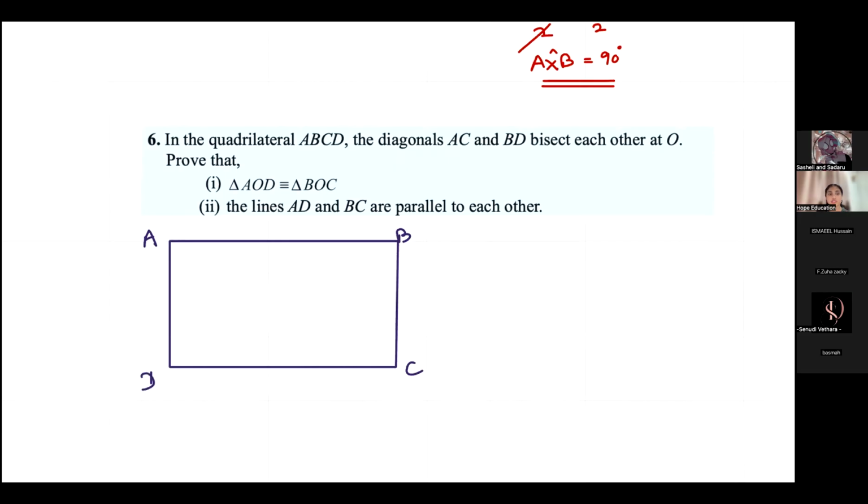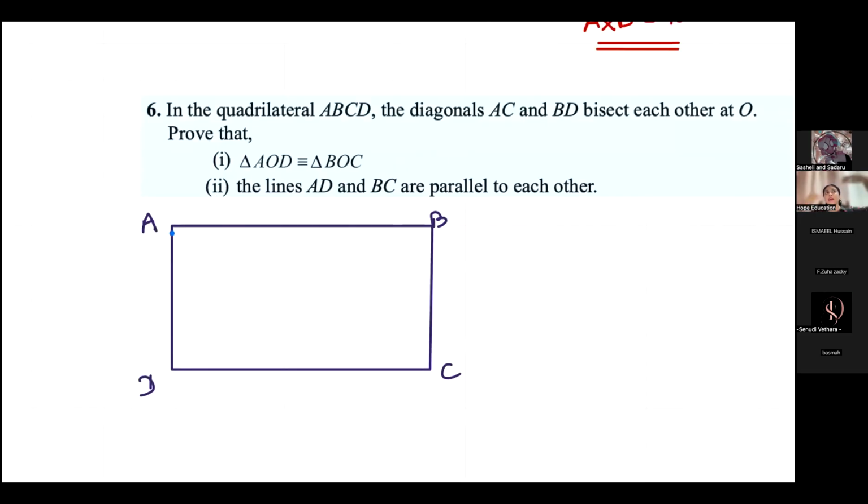Diagonals AC. Diagonal means, in a quadrilateral, the line joining opposite vertices. Here, A is a corner, and the opposite corner is C. So the line joining A and C, we call a diagonal. Then if you take B, the corner opposite to B is D. The line you draw joining these two points, we call a diagonal. So we have diagonals AC and BD.